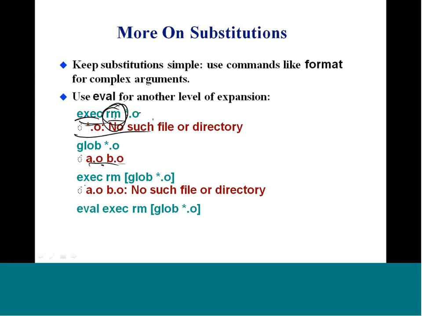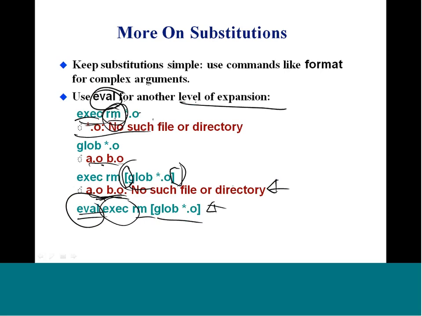Now if you say exec rm and execute the glob command using command substitution square brackets, it comes up with no such file or directory, because it is treated as just one full word. It tries to find a file named a.o space b.o, and it comes up with no such file. So in order to delete these two files in this directory, we need to use the eval function. When we say eval exec rm glob star dot o, this works correctly and we can now remove these files. So eval is used as another level of expansion.